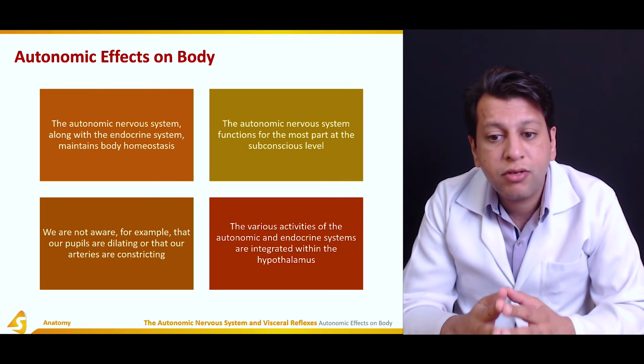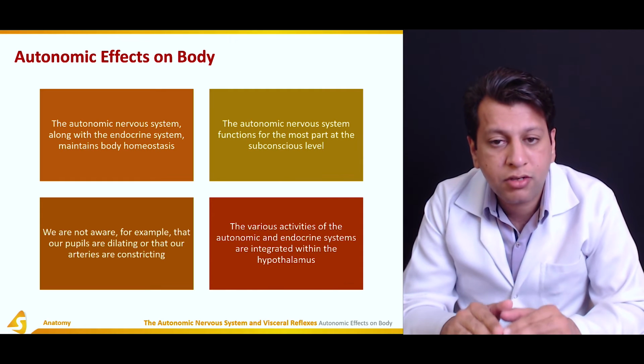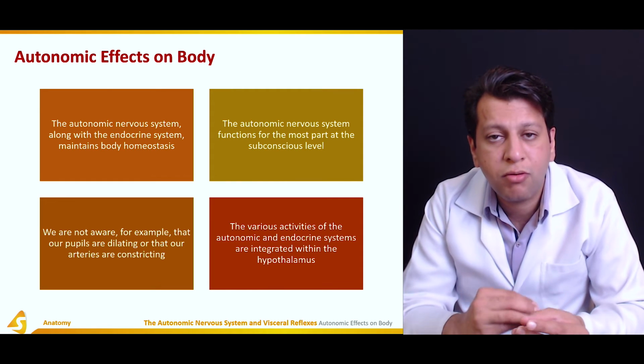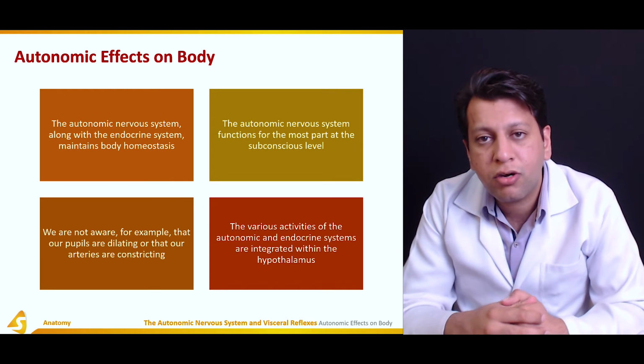The various activities of the autonomic and endocrine systems are integrated within the hypothalamus, which is actually the master planner, controlling most of the endocrine as well as the autonomic nervous system.